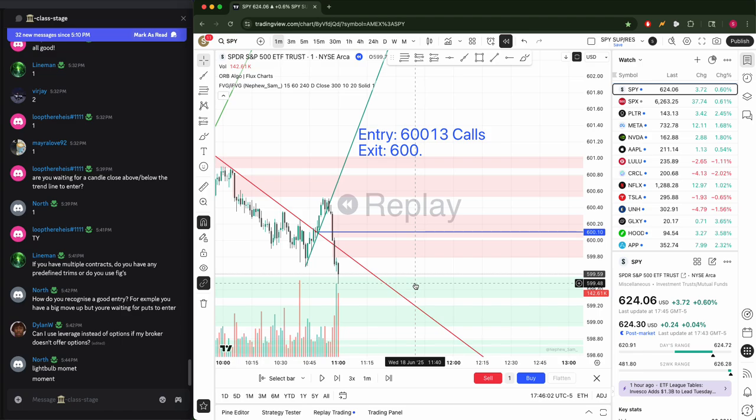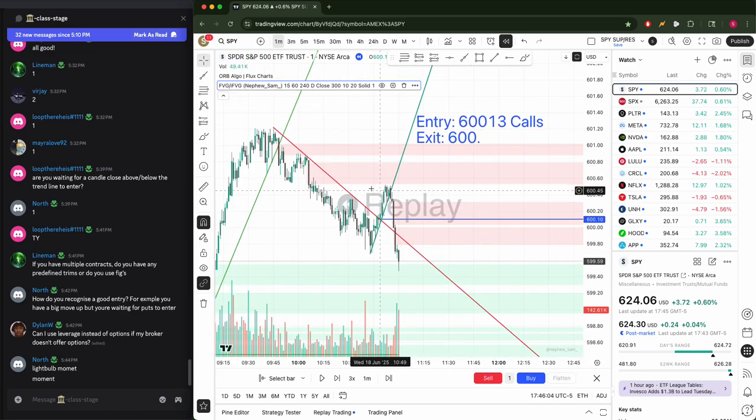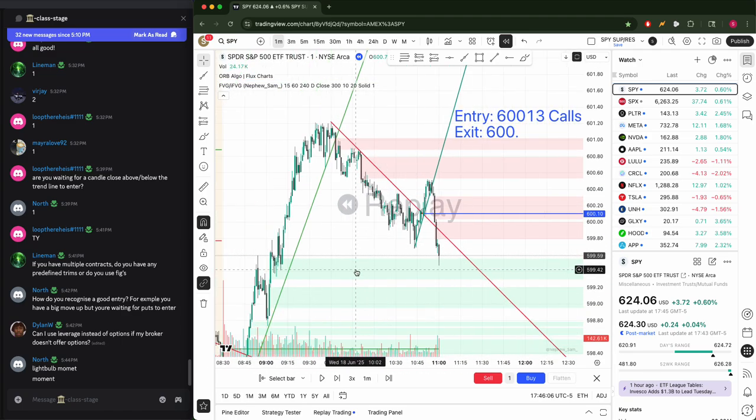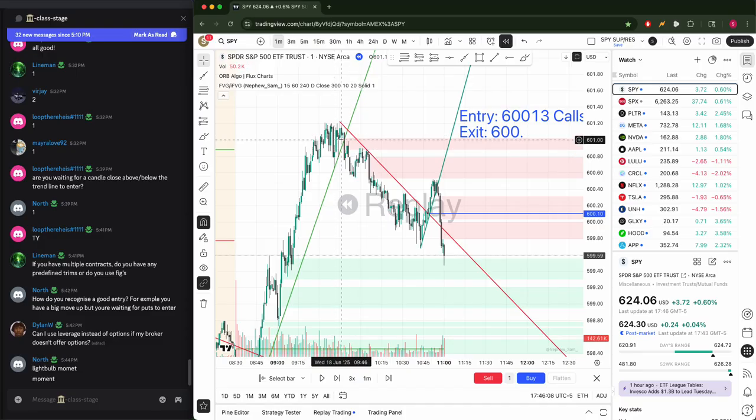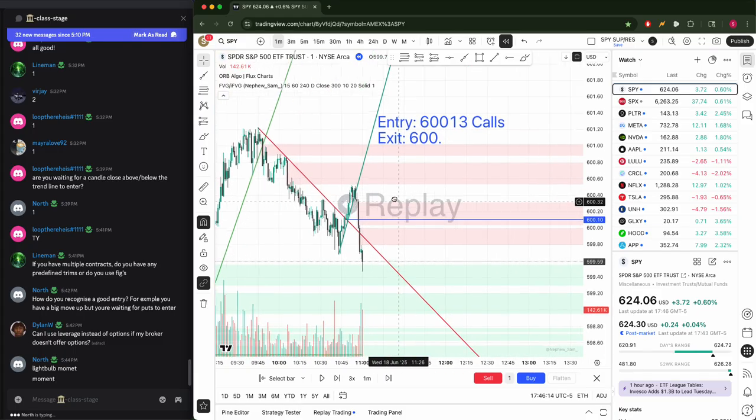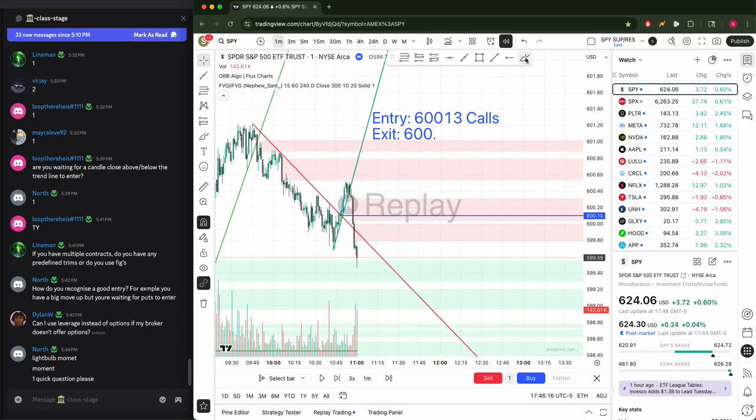Okay. I think I can go ahead and move on from this ticker. You're pretty much going to do the same thing. Every time it breaks uptrend, you start marking the downtrend. Every time it breaks downtrend, you start marking the uptrend. And you're going to do that all day long.